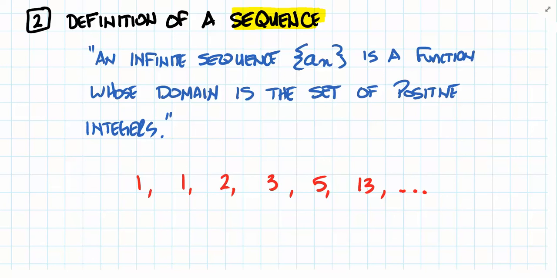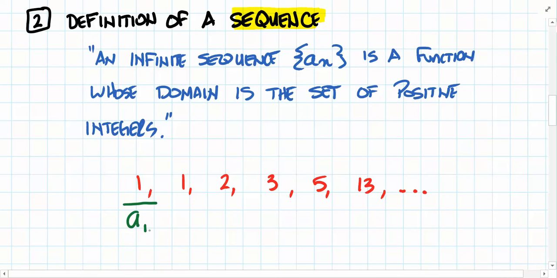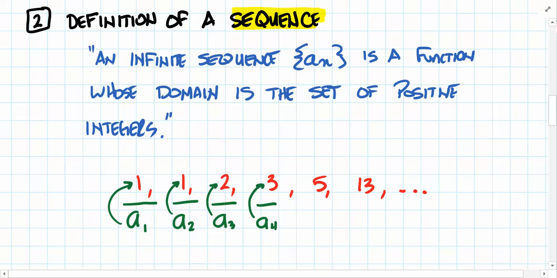Take, for example, that Fibonacci sequence that we just did before. The very first term, which I've underlined here in green, is a sub 1, and its value is 1. The very next term, a sub 2, is also a value of 1. The third term, a sub 3, is a value of 2. The fourth term, a sub 4, is a value of 3. So that subscript is just a way for us to determine which term we are talking about.